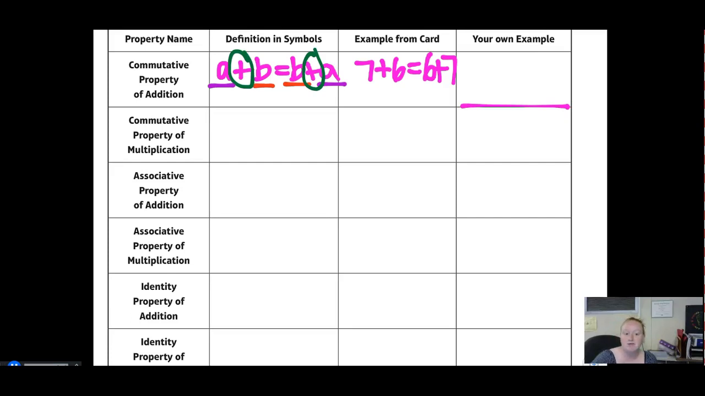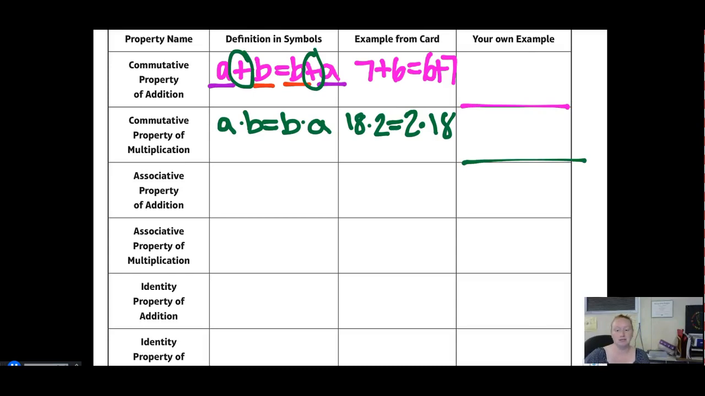Okay? So now we've got the commutative property of multiplication. So this would look something like A times B equals B times A. So I'm looking for that switch in the A and B again. And my example is going to be 18 times 2 is equal to 2 times 18. Okay. So again, you come up with your own example and place it there.